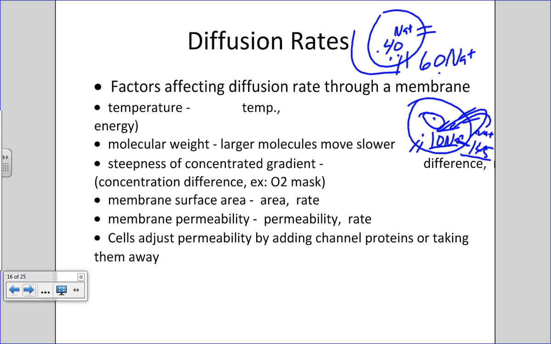The steeper the concentration gradient, the higher the rate of diffusion. You give the example of the oxygen mask here. That's why you flood somebody with oxygen if they're having respiratory complications, because if you flood their system with oxygen in certain situations, you're going to increase the steepness of the gradient. Remember, we said that gases freely diffuse right through cell membranes, right?